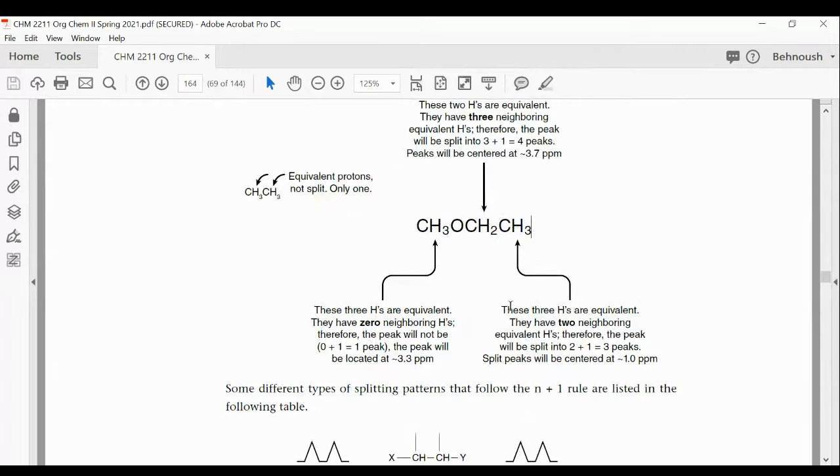So based on how you use the splitting pattern, you say, okay, if there is a quartet, that means this group is attached to a CH3. If the signal for this CH3 is a triplet, that means on the adjacent carbon there must be 2 hydrogens. And if this one shows a singlet, that means it's separated by an element like sulfur or oxygen or nitrogen from other carbons, and there's no hydrogen on the adjacent element.